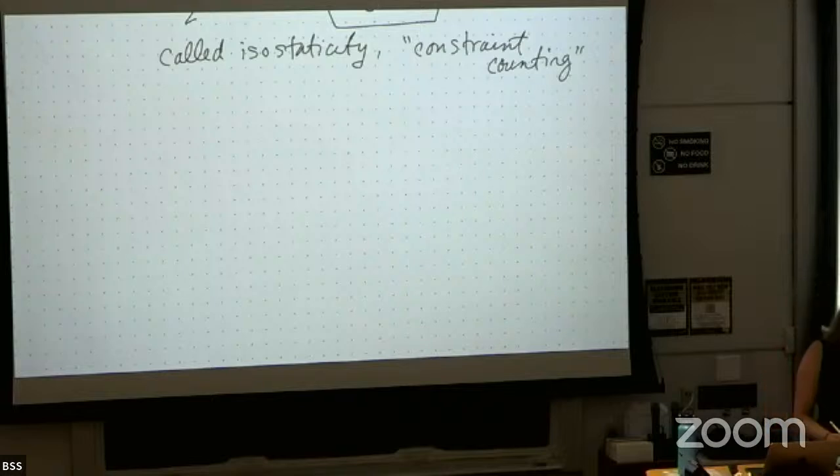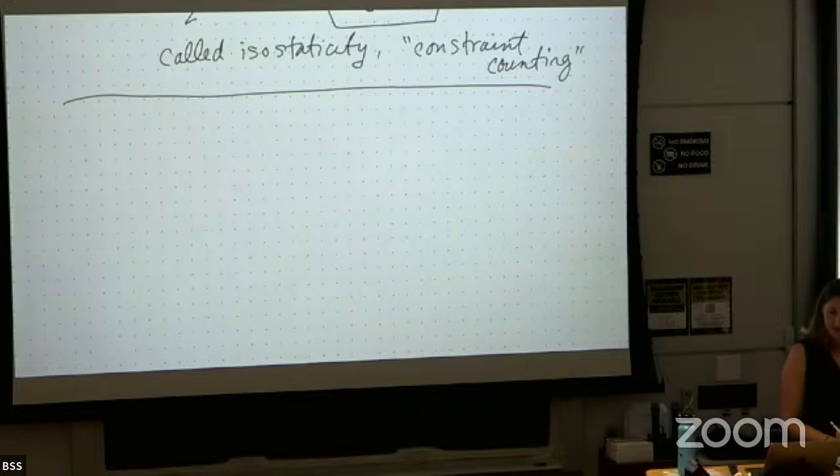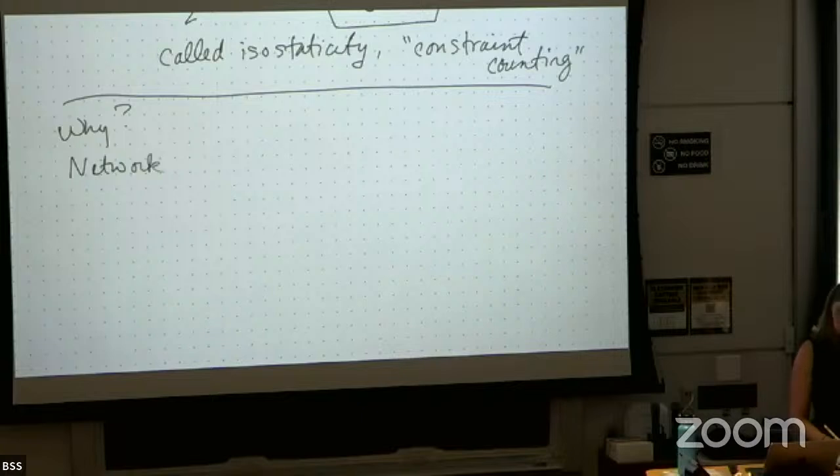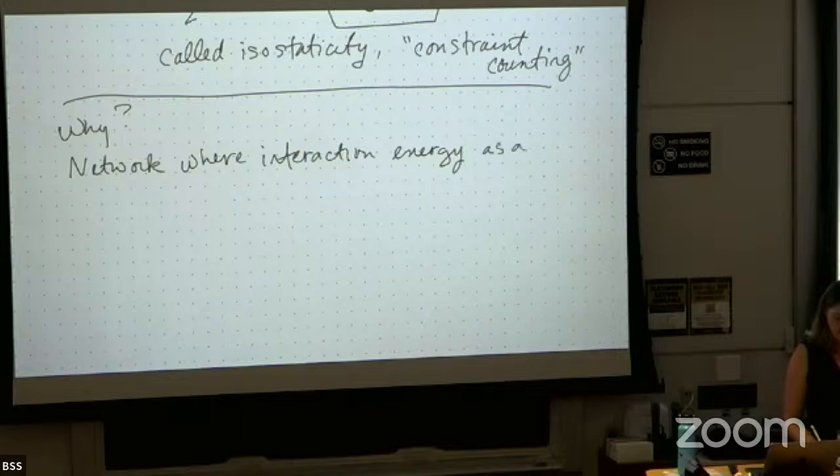Okay, so now let's understand why this works. Now we're going to talk about it in terms of dynamical matrices. Again, we're going to get back there because we're going to do the math, the true math way. So if we have a network where the interaction energy can be written as a function of a set of constraints.